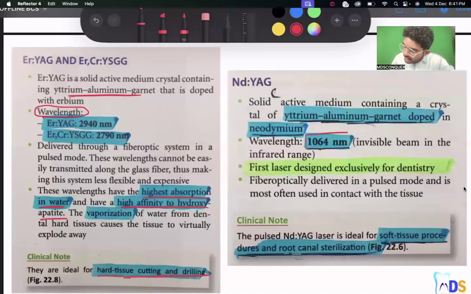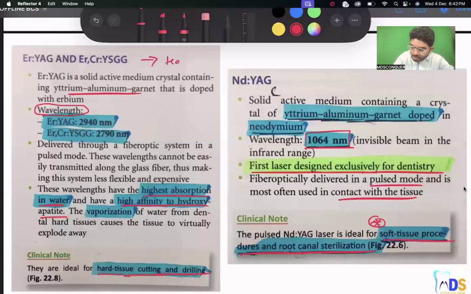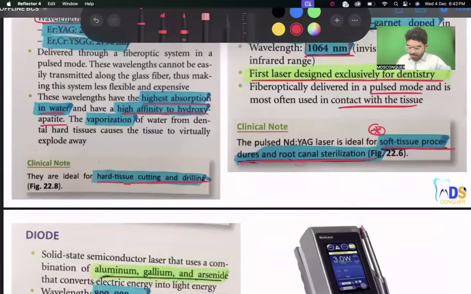The next one is Nd:YAG. They can ask you the Nd:YAG wavelength, which is 1064 nanometers. It is basically the first laser designed exclusively for dentistry, and you can deliver the rays in pulse mode, most commonly used in contact with the tissue. This pulsed Nd:YAG laser is ideal for soft tissue procedures and root canal sterilization. So Er:YAG and Er,Cr:YSGG are for hard tissue, whereas Nd:YAG is for soft tissue.